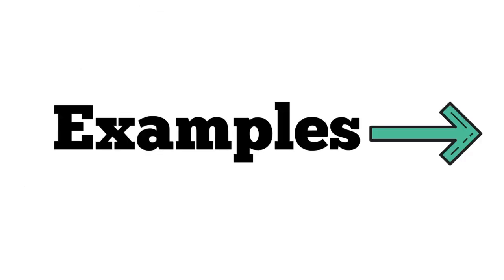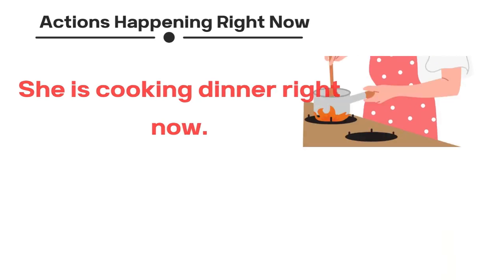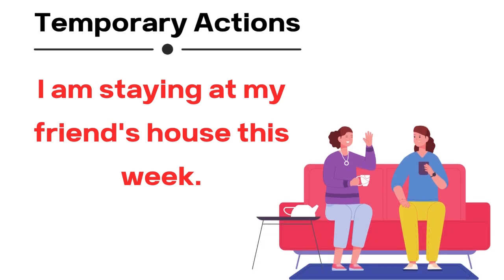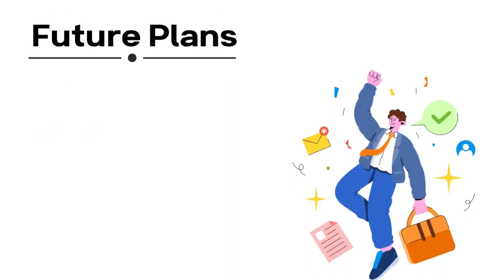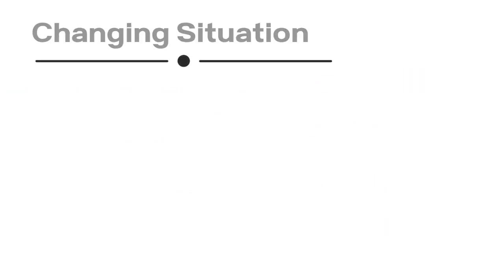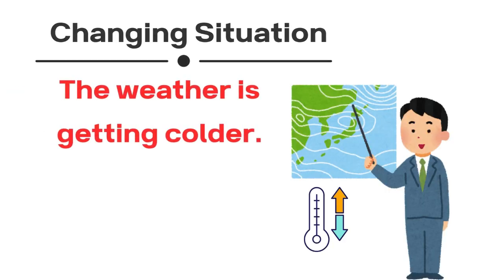Examples: actions happening right now. She is cooking dinner right now. Temporary actions. I am staying at my friend's house this week. Future plans. He is starting her new job next month. Changing situation. The weather is getting colder.